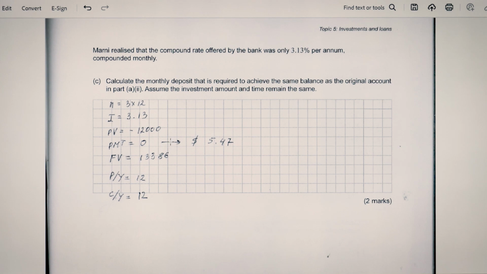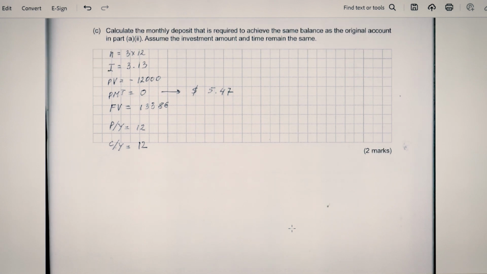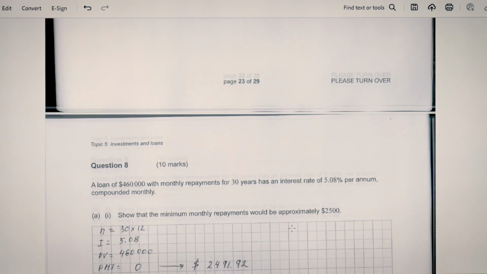Then Marnie realized that the compound rate offered by the bank was only 3.13% per annum, compounded monthly. Calculate the monthly deposit that is required. So it's the payments we are looking for, again 2 marks. Normally for all the questions with investment and loans, we are looking for the right entries, and normally we take a mark for each wrong entry. With 2 wrong entries, they lose both marks. Good with that? So the first question was good.